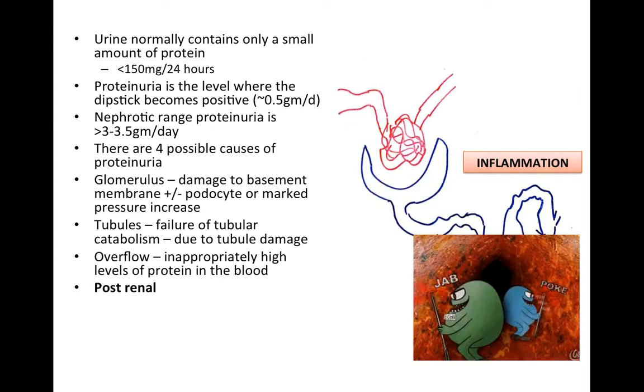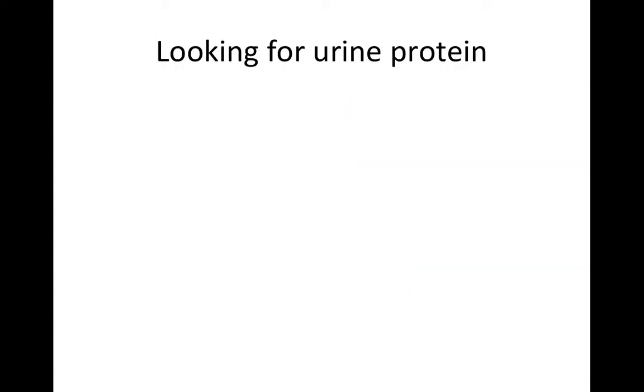And then finally there's post-renal problems. So everything in the kidney can be working fine, but if you damage someone's urothelium, you'll end up losing protein there as well, such as a UTI. So looking for urine protein is another issue. Why should we do it?